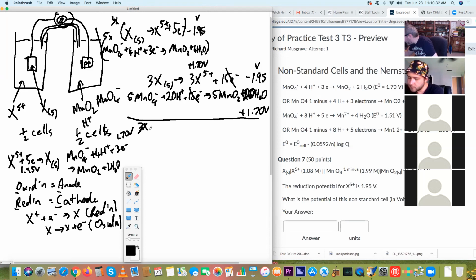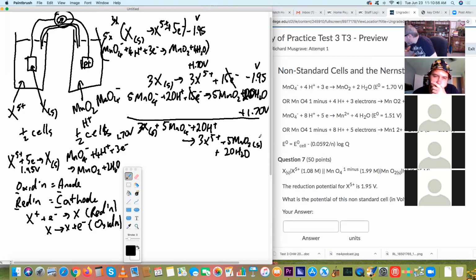And then I just put everything together here. So we'll have 3x solid plus 5 MnO4 minus plus 20H plus gives 3x5 plus 5 MnO2 solid plus 20H2O. And equally important here, that would be minus 0.25 volts. And that would be the cell voltage.